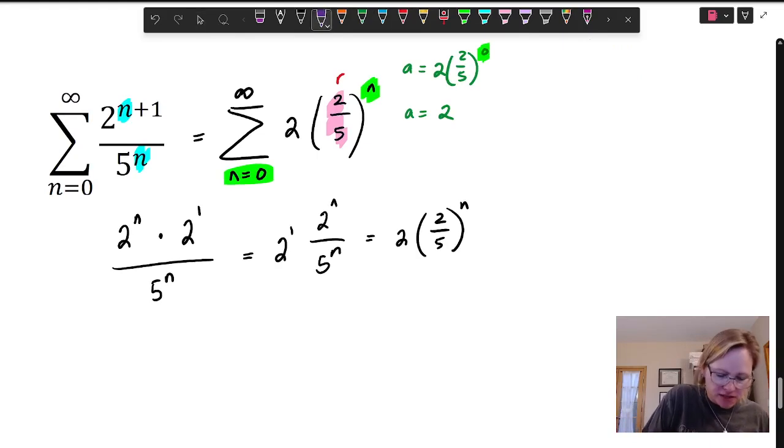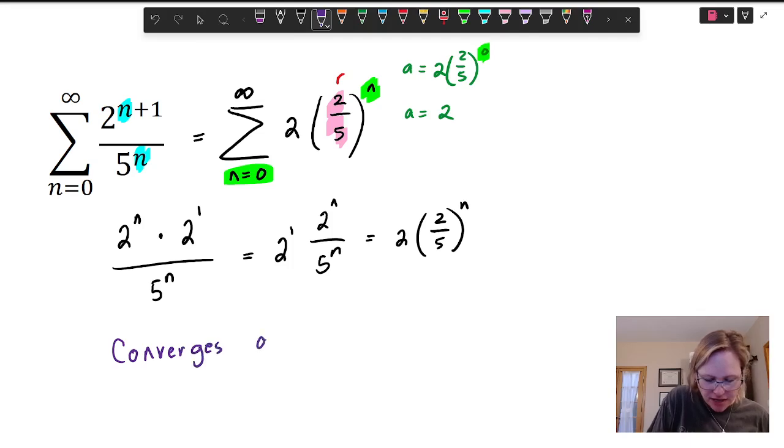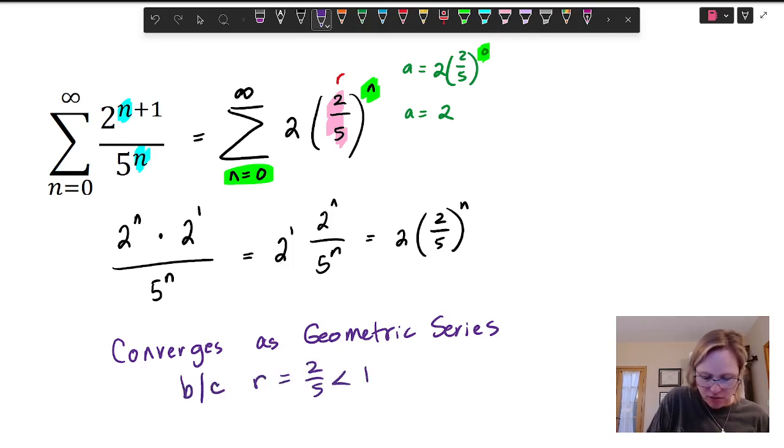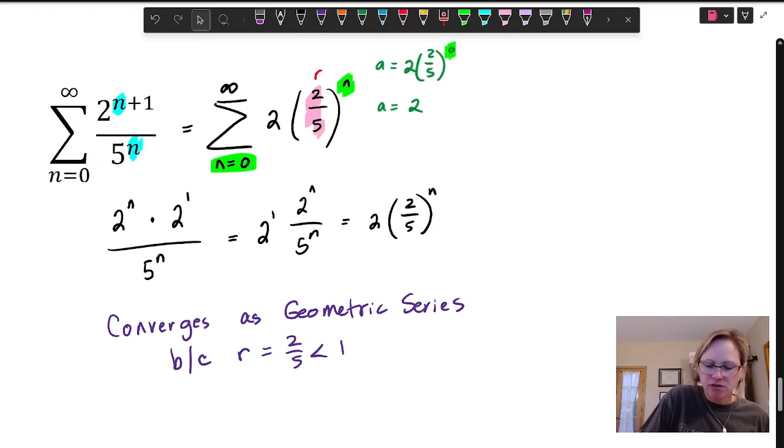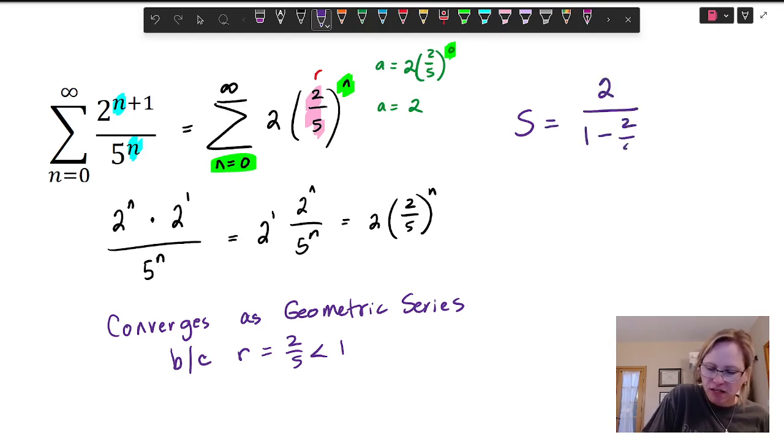So I'm going to go ahead and state what's happening here. This converges as a geometric series because r equals 2/5, and that's less than 1. And then the last thing I have to do is to find my sum. So S equals my a value, which is 2, divided by 1 minus 2/5. That's going to be 2 divided by 3/5. My sum is going to be 10/3.